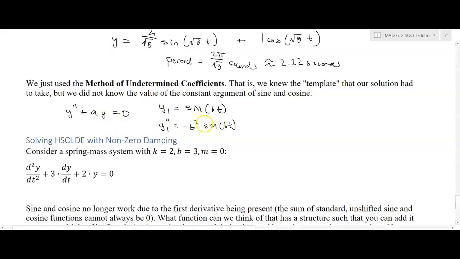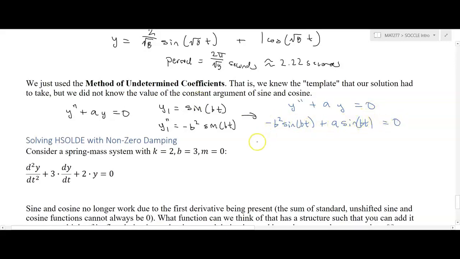Now to find out what value of b would make this equation true, let's say we plugged it in. So we found that the second derivative plus ay has to equal 0. And now I'm not questioning the equality because I'm going to solve for the value of b that makes that equality true. So here we have negative b squared sine of bt plus a times y, well, y is sine of bt, and that has to equal 0.